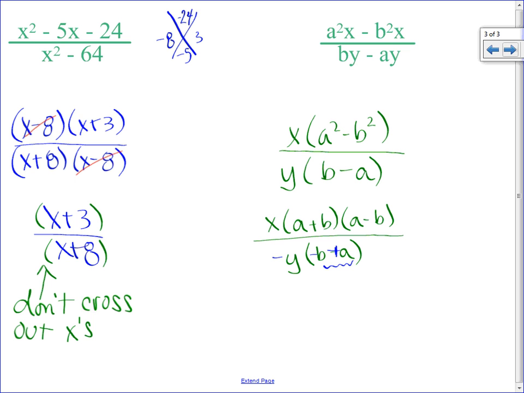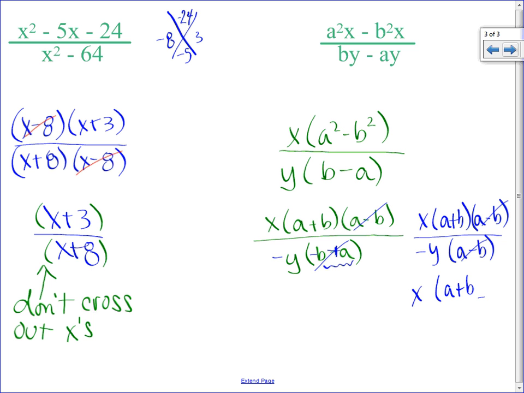Does everyone see that, or should I rewrite it? This is the same as negative y and a minus b, because we changed the signs on here on the bottom. Okay, so these are now gone, and you're left with x, a plus b, and a negative y. So factor first before you start getting cancel happy and getting rid of everything. Questions?